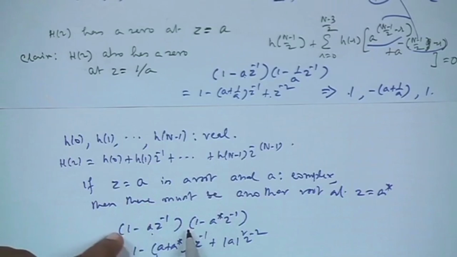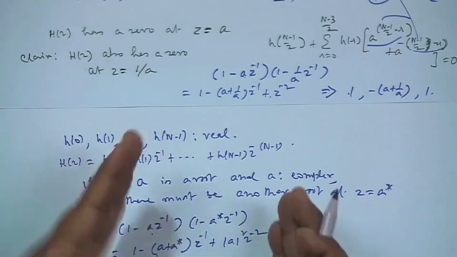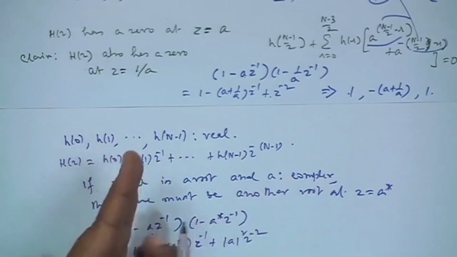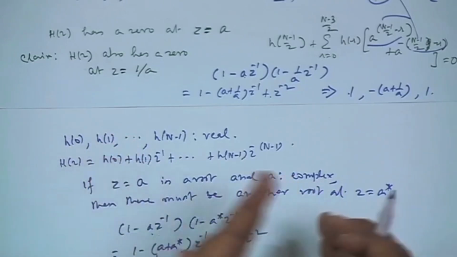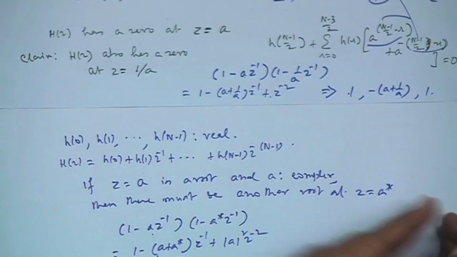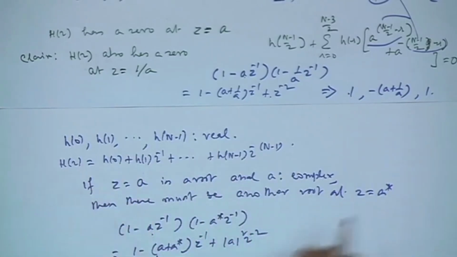You can take the two factors, the product will be a second order polynomial with all real coefficients. And there will be many such second order polynomials with all real coefficients, whose whole product is H z, and H z will have real coefficients. Okay. But if I do not have a star with a, then there is a problem. That is why whenever there is a complex root, its conjugate will be there.